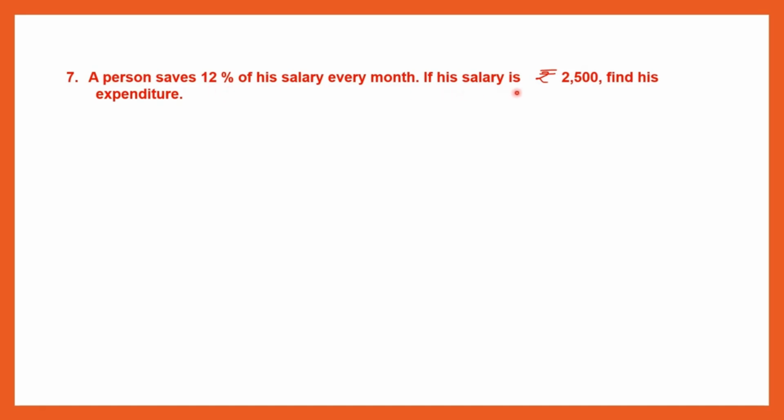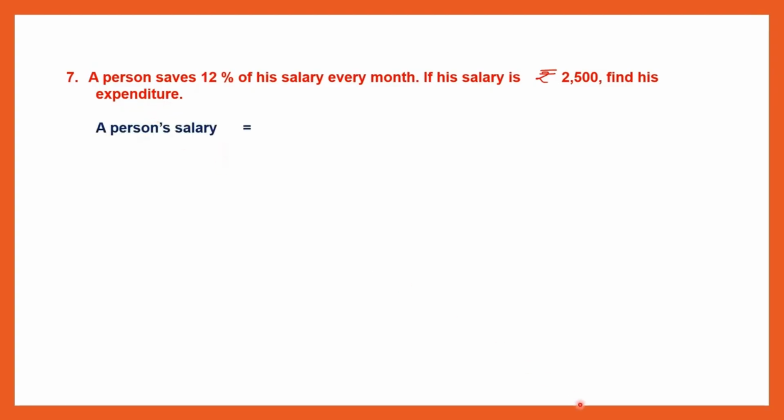Now they're telling us how much his salary is. His salary is 2,500. Now we are asked to find his expenditure. That means how much does he spend? We know his salary. We know how much he's saving. Now how much does he spend is the question. So let's begin by writing what's given to us.